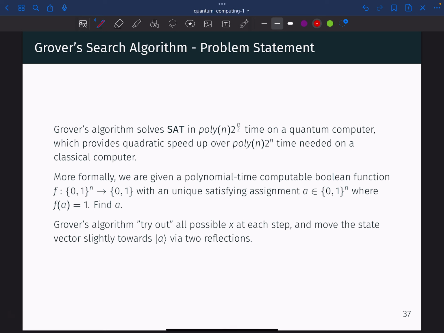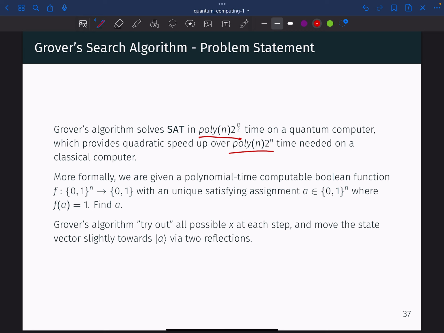Let's go through our first algorithm, the Grover search. So what does this do? As the name suggests, this is a search algorithm. Specifically, it can solve SAT with quadratic speedup compared to a classical computer. Given a SAT formula, Grover search can find a satisfying assignment in poly(n) times 2 to the power of n over 2, compared to poly(n) times 2 to the power of n needed on classical computers.